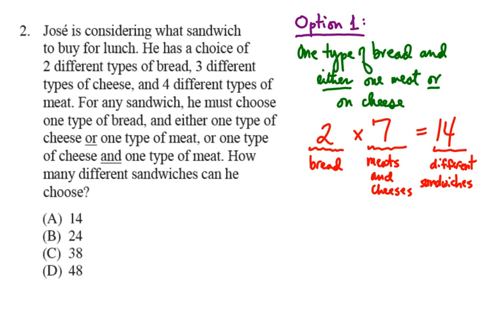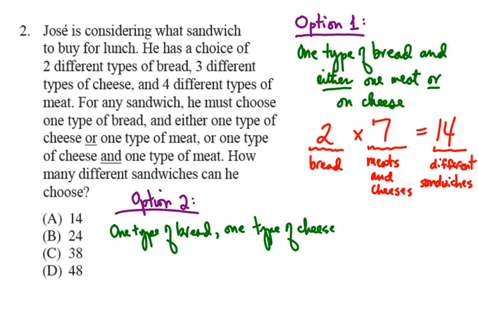With the second option, Jose can choose one of the 2 types of bread, one of the 3 types of cheeses, and one of the 4 types of meat. So there are 2 types of bread, and for every type of bread, you can have 3 different choices for cheese. So that would make 2 times 3, or 6 sandwiches at this point.